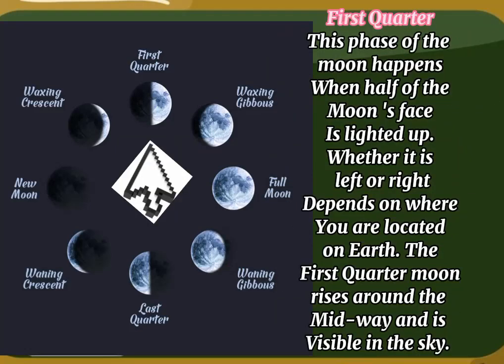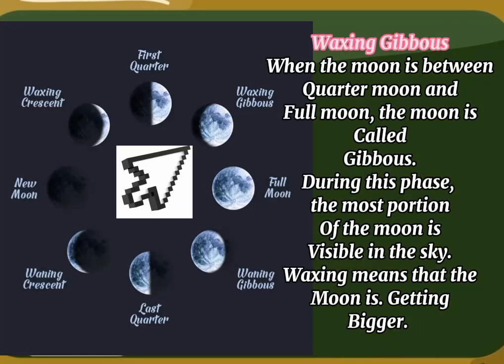First quarter. This phase of the moon happens when half of the moon's face is lighted up. Whether it is left or right depends on where you are located on Earth. The first quarter moon rises around midday and is visible in the sky. Waxing gibbous. When the moon is between quarter moon and full moon, the moon is called gibbous. During this phase, most of the moon is visible in the sky. Waxing means that the moon is getting bigger.